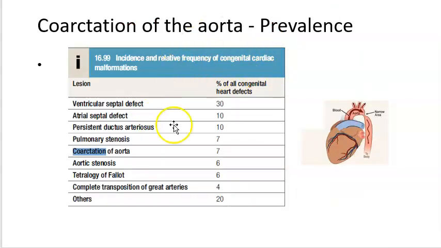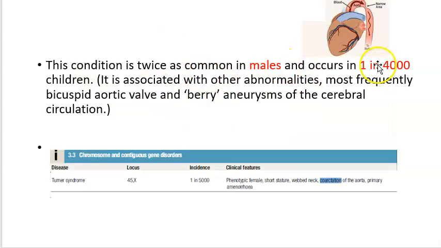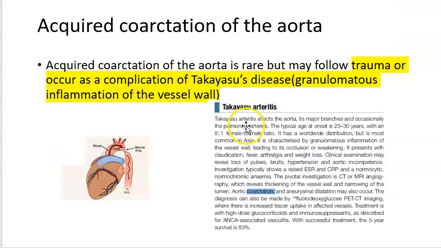Okay. So what is the prevalence? It is one of the more common congenital heart malformations. It is common in males. It happens in 1 in 4,000 children. And in Turner syndrome, they can have coarctation of aorta. That will be a girl, 45X actually. Okay. Then the acquired condition of coarctation of aorta, why will it happen?